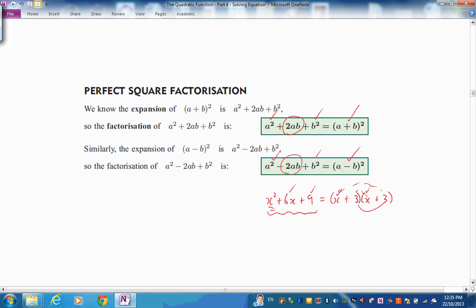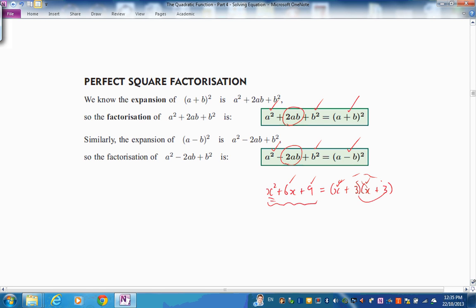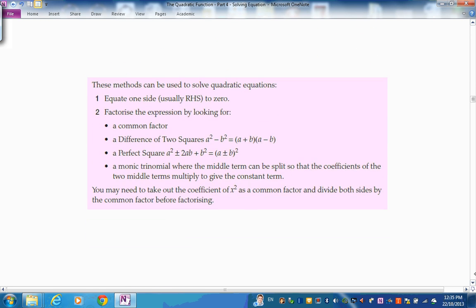I think we're ready to have a look at a few examples. And first of all, from Pearson's again here, these methods can be used to solve quadratic equations. First of all, the right-hand side is 0, and you usually work with the expression on the left. Factorise the expression by looking for a common factor. I think we did one before like that. We'll come and look at that again. Or is it a square minus a square? Or a perfect square form? Or is it the reverse of FOIL?